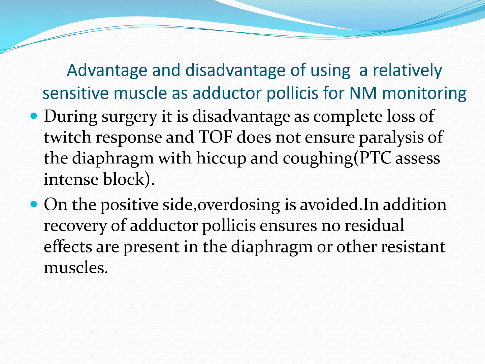What are the advantages and disadvantages of using a relatively sensitive muscle, the adductor pollicis, for neuromuscular monitoring? During surgery, it is a disadvantage because complete loss of twitch response and train of four doesn't ensure paralysis of the diaphragm, with subsequent hiccup and coughing. However, the post-tetanic count can be used to assess and ensure intense block. There will be zero post-tetanic count to ensure adequate blockade and make sure that the diaphragm will not contract. On the opposite side, the positive side, overdosing is avoided. In addition, recovery of the adductor pollicis ensures no residual effects are present in the diaphragm or other resistant muscles.